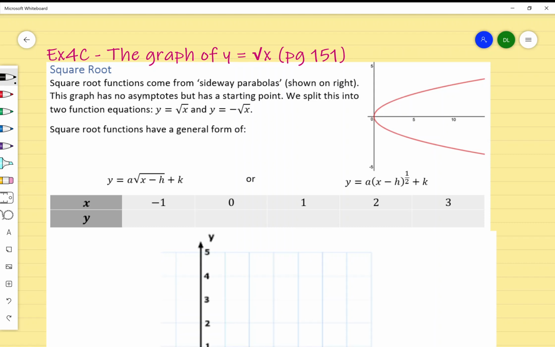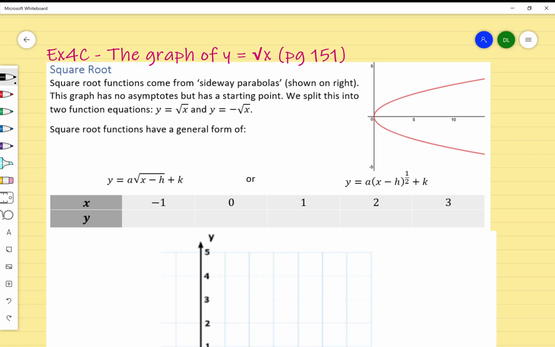Unlike the other functions, the square root function does not have an asymptote. It is possible for this line to pass through any point. However, it has a starting point. And the reason is because if I substitute the value of x, the result inside the square root cannot be a negative number.